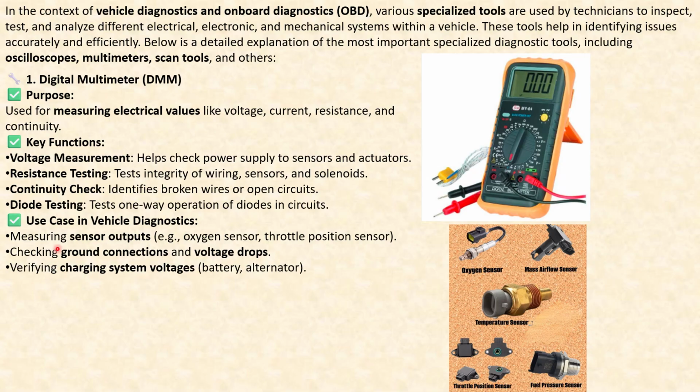Now, coming to the use cases: measuring sensor inputs, for example oxygen sensor and throttle position sensor; grounding, checking ground connections and voltage drops; and verifying charging system voltages, including the battery and alternator. All these are the various use cases in which the digital multimeter plays a very pivotal role.